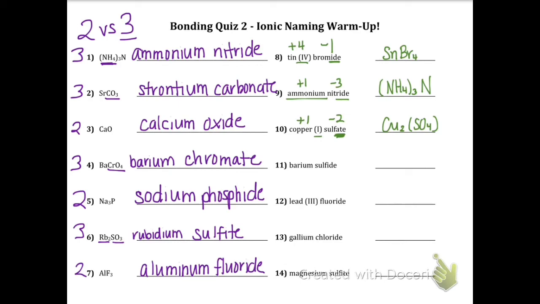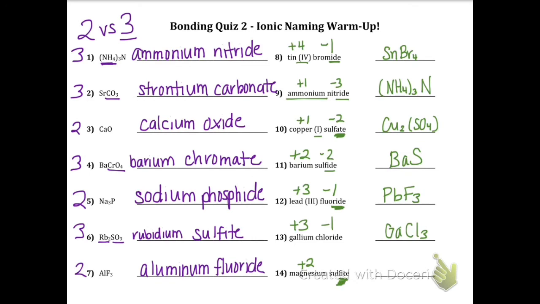Okay, so I'm going to go a little quicker now. Barium is a +2. Sulfide is an element, it's a negative 2, so it's BaS. Lead is positive 3 here. Fluoride element, negative 1, so PbF3. Gallium is a positive 3. Chloride is a negative 1. So for every 1 gallium, I need 3 chlorines.